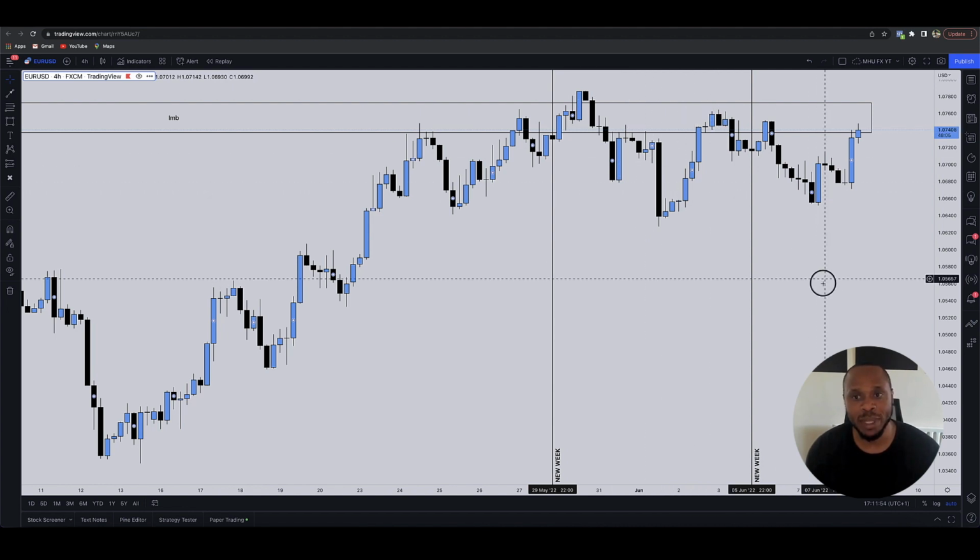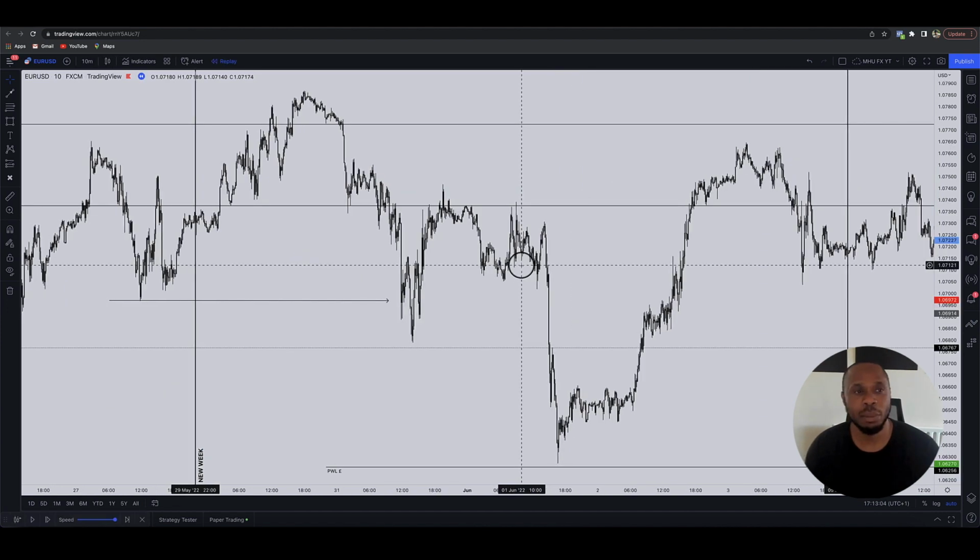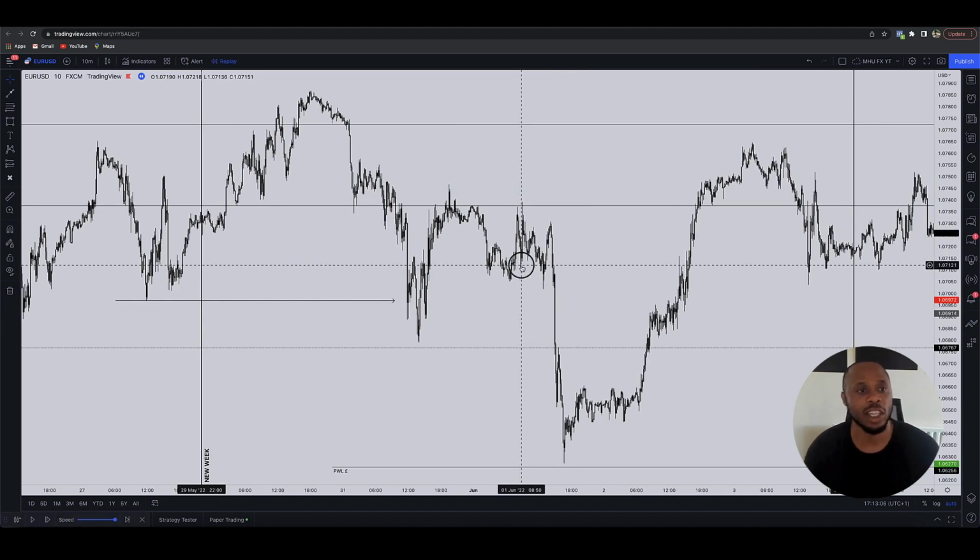Just to continue this movement down, I'm going to go down to the 10-minute time frame now to show you guys what I was actually looking at with regards to entry. Now I'm in a 10-minute time frame. I've got some data to the right of this, but I just don't want to show you that right now.